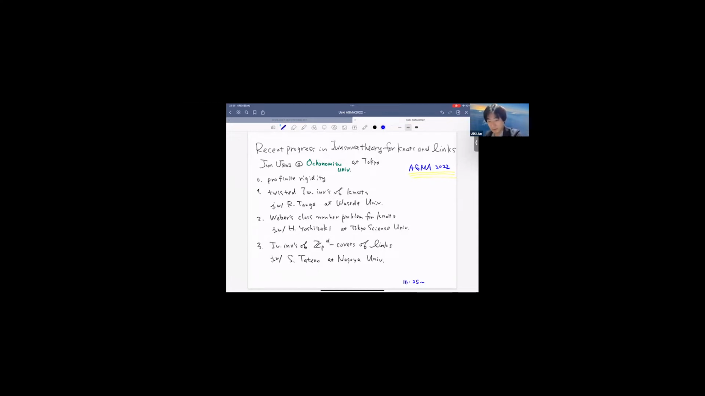I'd like to talk about recent progress in Iwasawa theory for knots and links. And this is joint work with several young people at several universities: Waseda, Tokyo Science University, and Nagoya University.